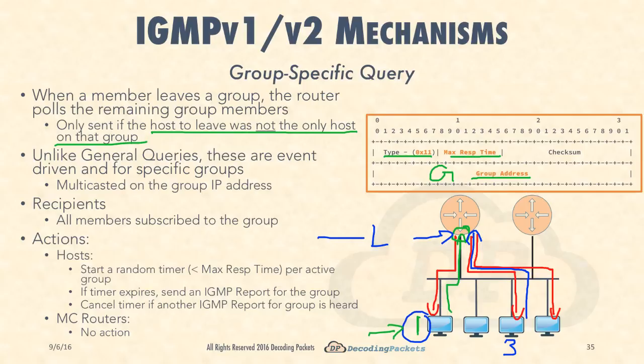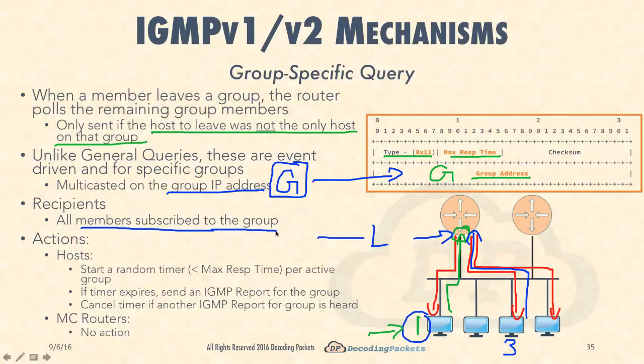So we already discussed how these queries are event-driven, and they are multicasted on the group address as well. So they are not sent to the all systems multicast. They are actually sent only to the group IP address, which would be G in this case, and that G is also contained in here. The recipients, well, it should be simple enough. If the destination IP is G, then all of the members subscribed to G would then become the intended recipients.